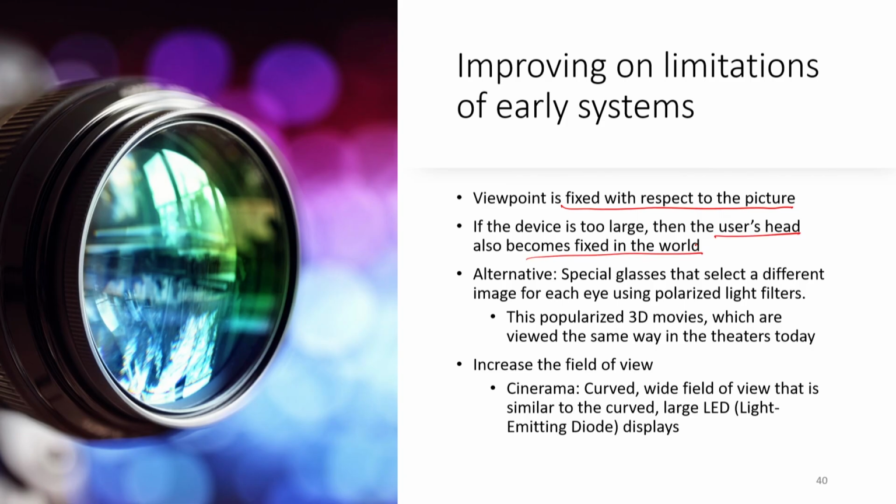As an alternative, we may use special glasses that select a different image for each eye using polarized light filters. This has led to the popular 3D movies which you view in cinemas, where you use two differently colored lenses, creating what is known as an anaglyph effect. We can increase the field of view by using a curved wide field of view, as in the Cinerama example. This gives us a curved display which is similar to the curved large LED, light emitting diode, displays that are available today.